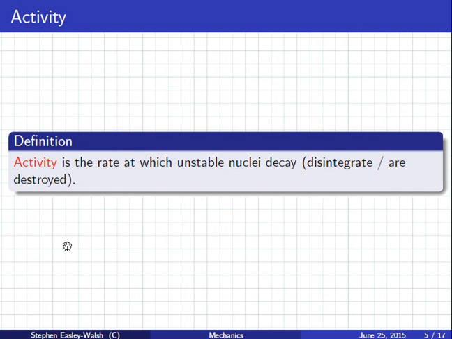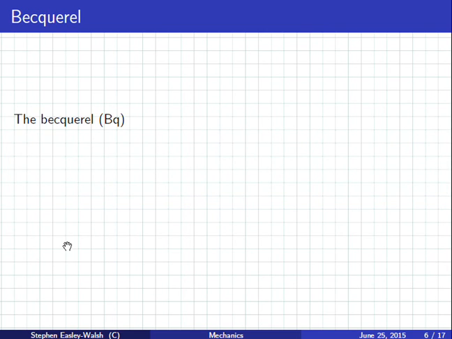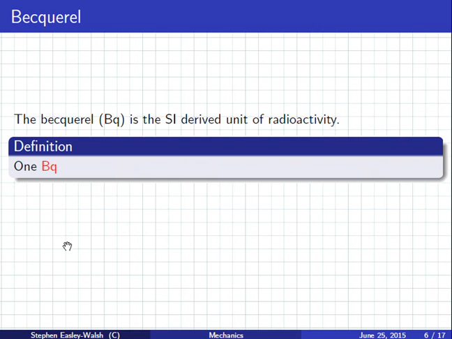Now, we need to talk about the unit for this. And the unit, this is a new unit for you. Becquerel, or just Bq. So you haven't seen this before. It's an SI unit.